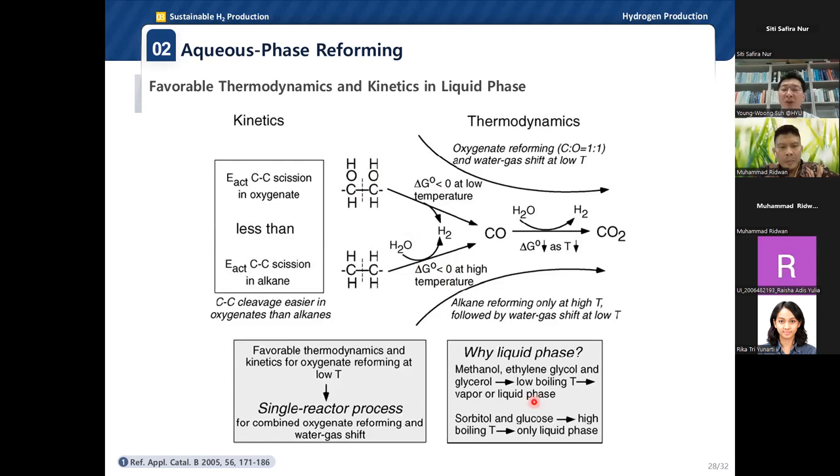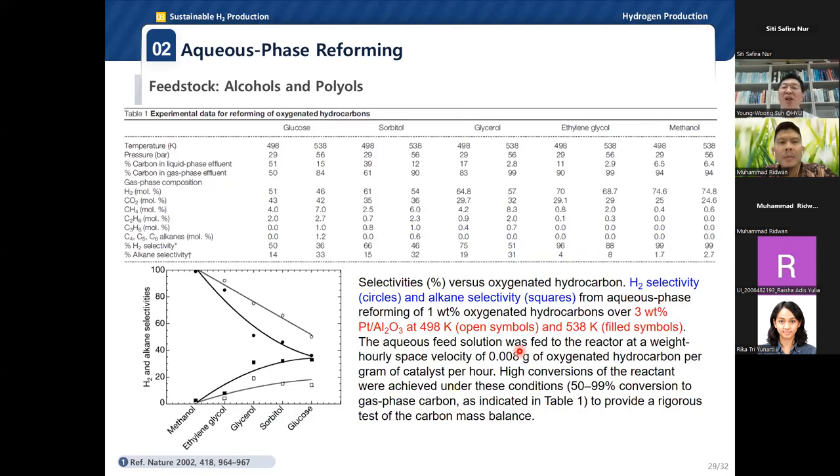And also, so why liquid phase? I mentioned that the steam will not be vaporized. That means the heat of vaporization will be neglected in this reaction. So in terms of thermodynamics and kinetics, this aqueous phase reforming is very important to get the high purity hydrogen.